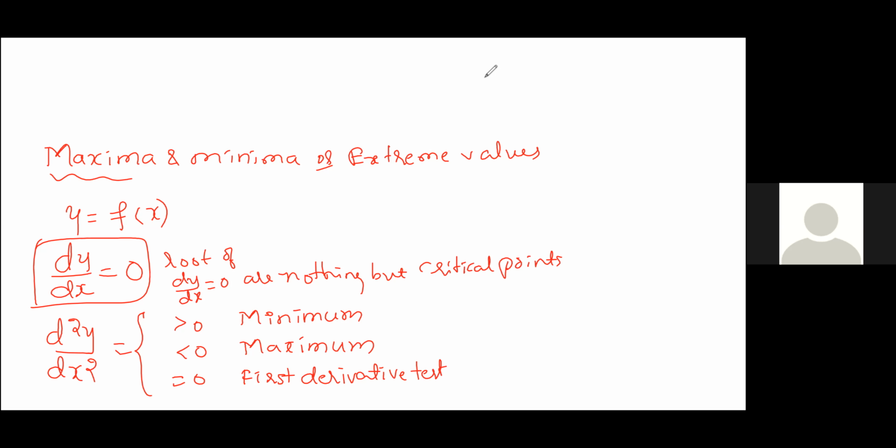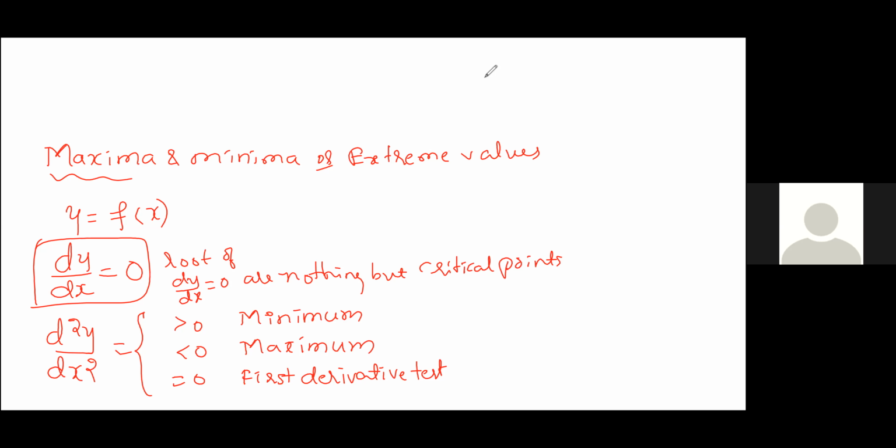The procedure for finding the maximum or minimum of any function of a single variable is, first, find the first order derivative and equate it to 0. By equating the first order derivative to 0, find the roots of that equation. After finding the roots, find the second order derivative, and in the second derivative substitute the critical points you got.